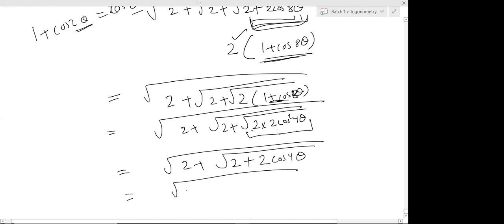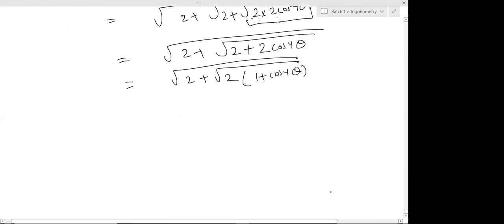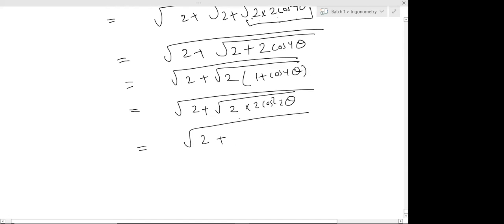This is under root 2 plus under root, take 2 common, so 1 plus cos 4 theta. Again using the same formula, so under root 2 cos square 2 theta, right, 2 cos square 2 theta. And now under root 2 plus this under root we can solve, we can get 2 cos 2 theta. Same thing again.